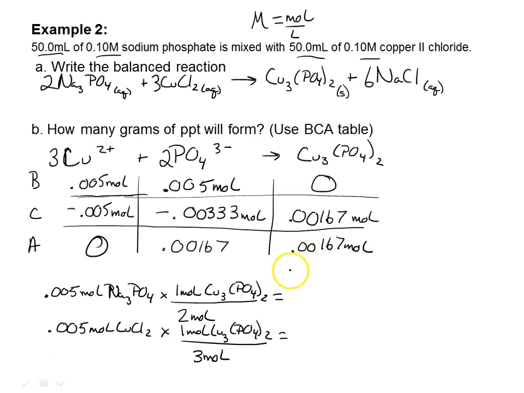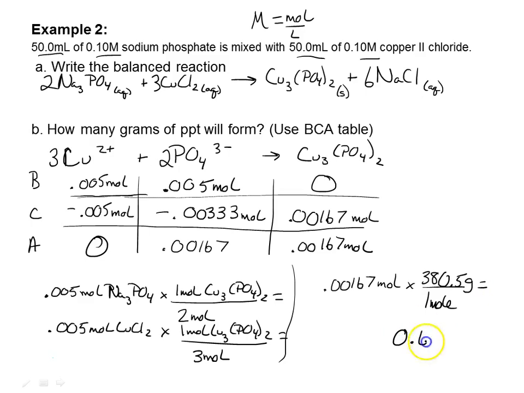So now if I have to figure out how many grams of my precipitate, I now know, totally separate thing, I now know how many moles of my precipitate I'm going to create, 0.00167 moles, and now all I have to do is just convert that into grams. So I need the molar mass of copper phosphate, 380.5 grams over 1 mole equals, sorry, running out of room, so I'm going to stick my answer down here, 0.635 grams of copper(II) phosphate. Oops. And my handwriting is getting really messy. There you go. BCA tables.